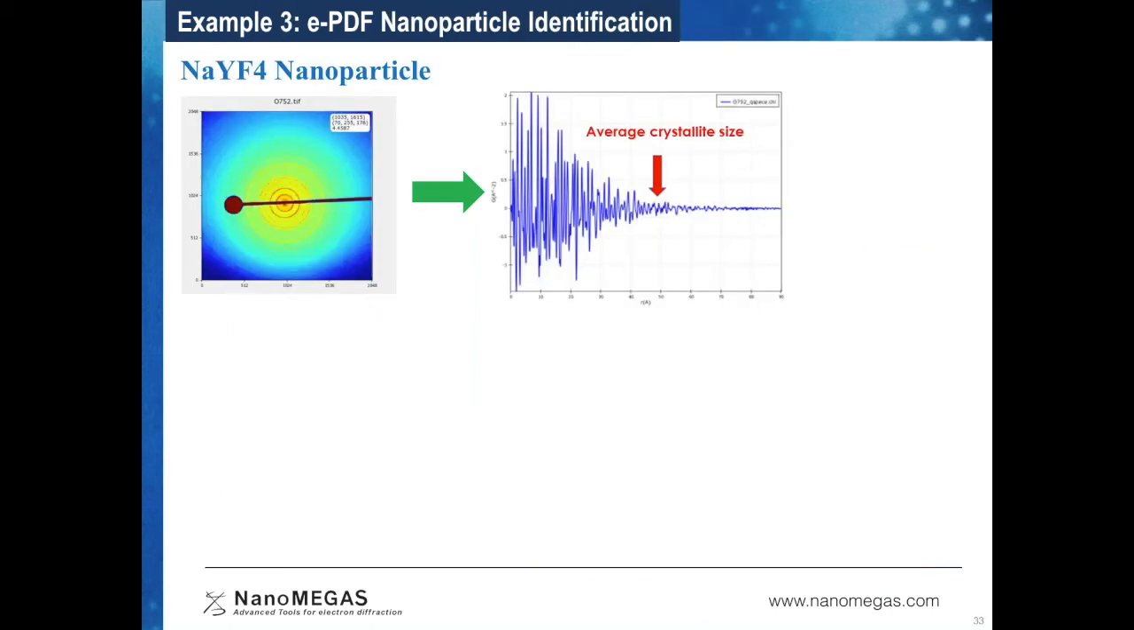The third example is phase identification for nanomaterial using ePDF, where 2D electron diffraction data was collected from these nanoparticles and then converted to ePDF.